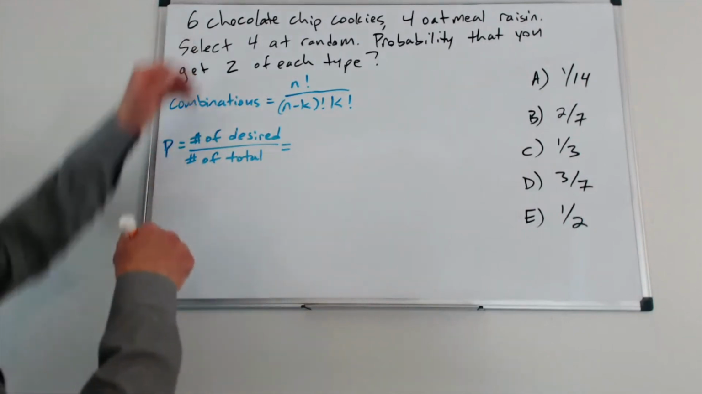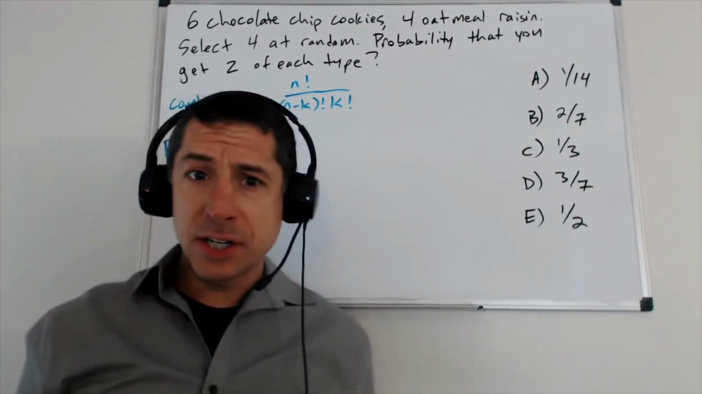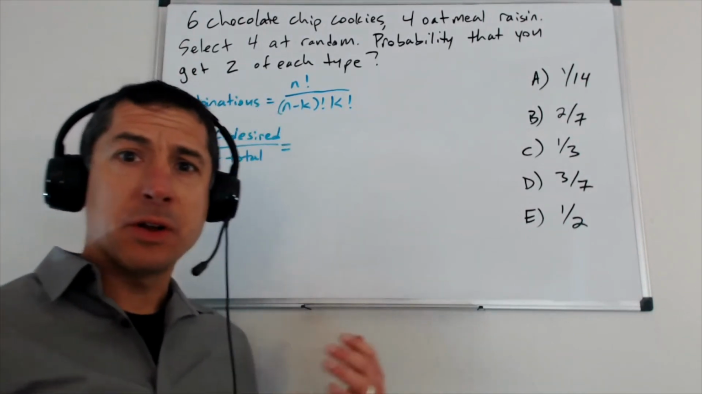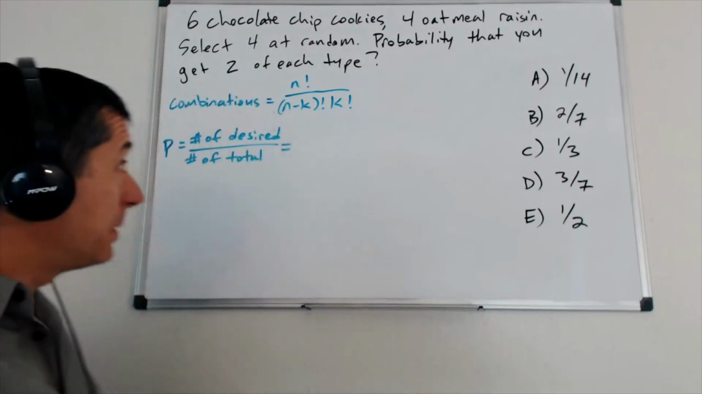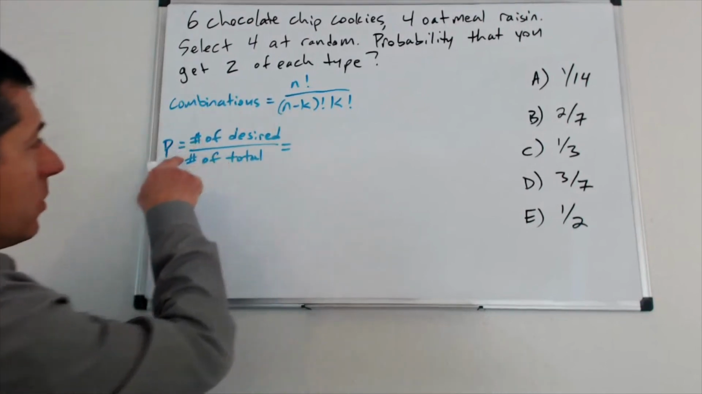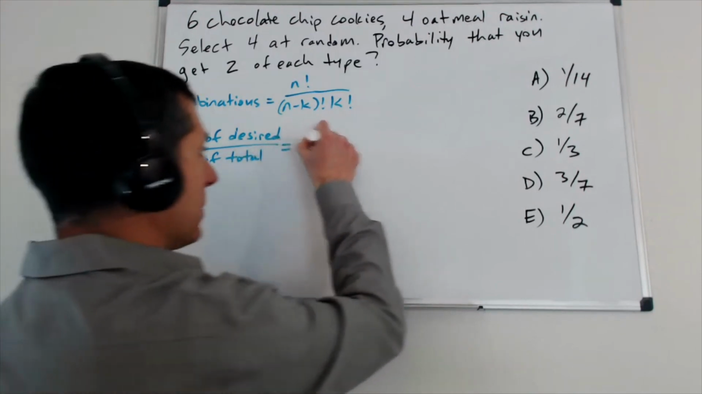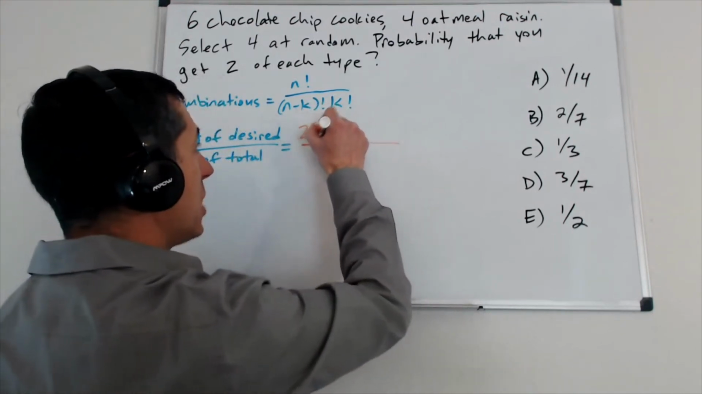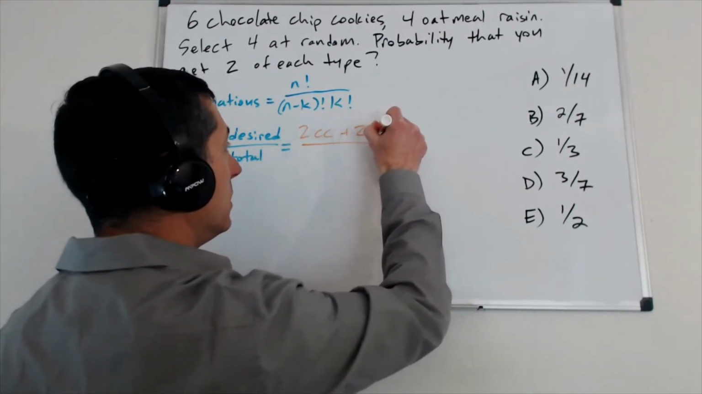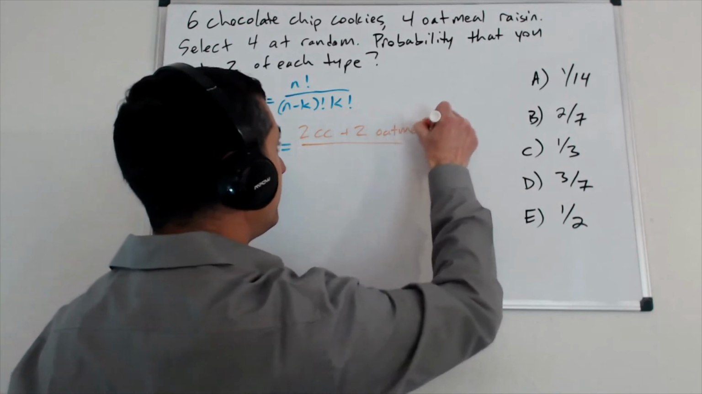So here, what's going on? I got 6 chocolate chip cookies, 4 oatmeal raisin cookies. I'm going to select 4 at random. I want to know the probability that I get 2 of each type. So I'm going to start here. What exactly is it that we desire? What's the desired outcome? So 2 chocolate chip cookies and 2 oatmeal raisin cookies.